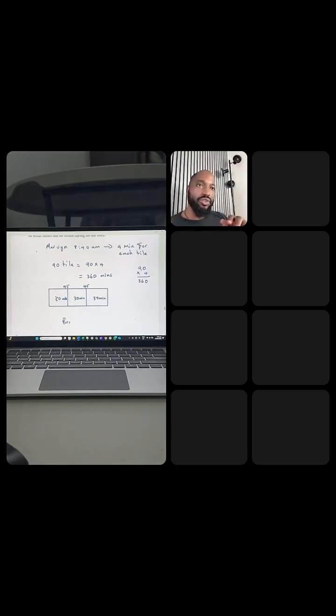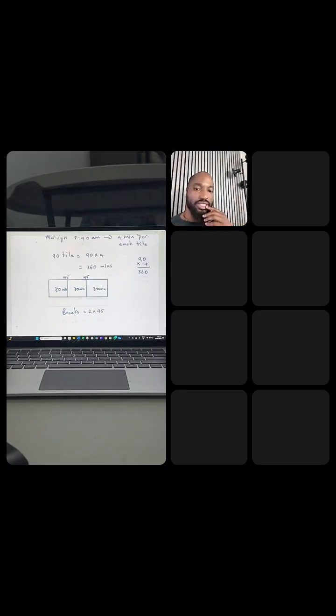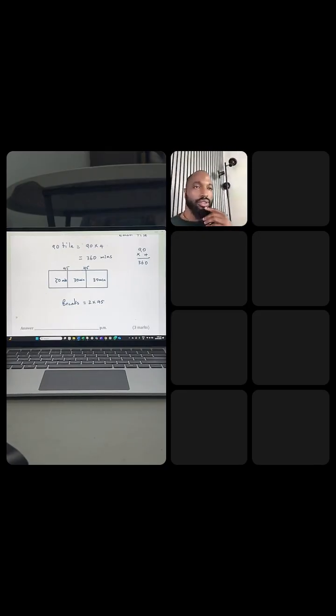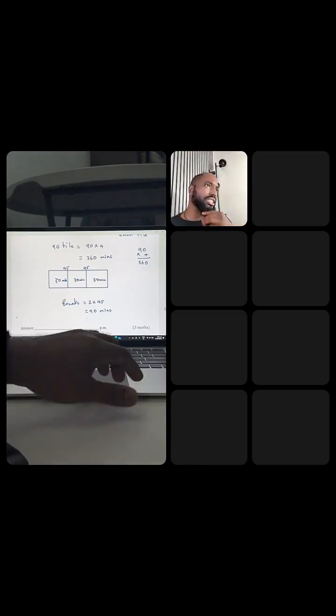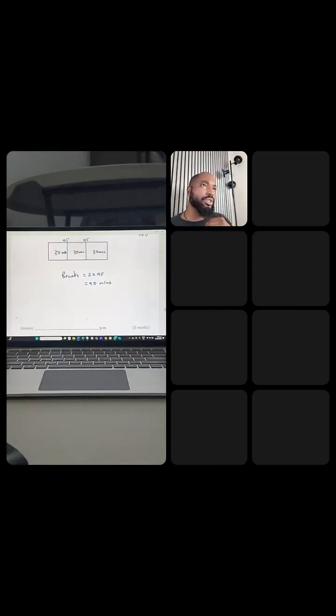So breaks equal 2 times 45, which is 90. So this will be 90 minutes, right? So add that to the 360 and see how much you get for the total time. Total time would be 360 plus 90, which is 450.